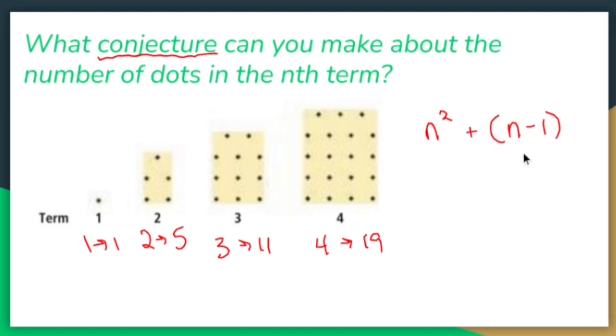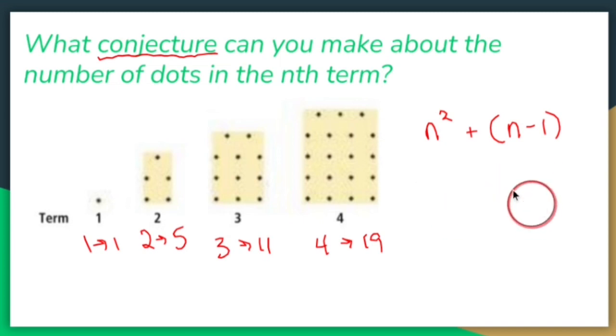But in order for that to be true, it has to be true for all. I didn't test that with 1 because I can't really see that well with 1 as far as what I'm doing. But if I do 2, it is 2 squared, 4, plus 2 minus 1, which is 1. So that works. 3 squared plus 2, 4 squared plus 3. This would be 1 squared plus 1 minus 1, which becomes 1 plus 0. So it does work. So we found our conjecture.